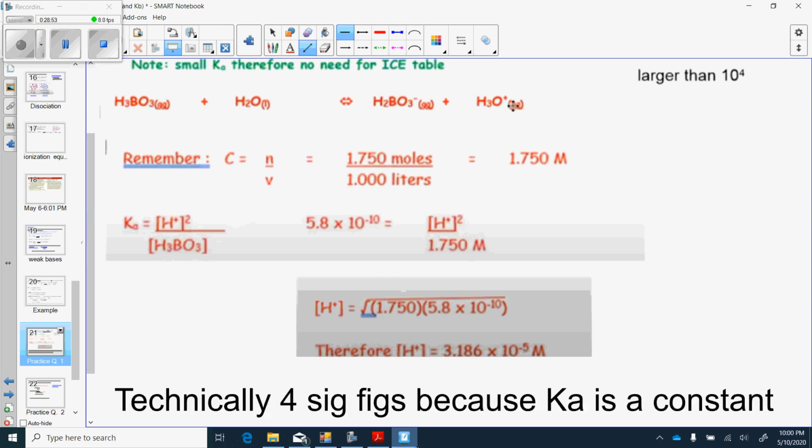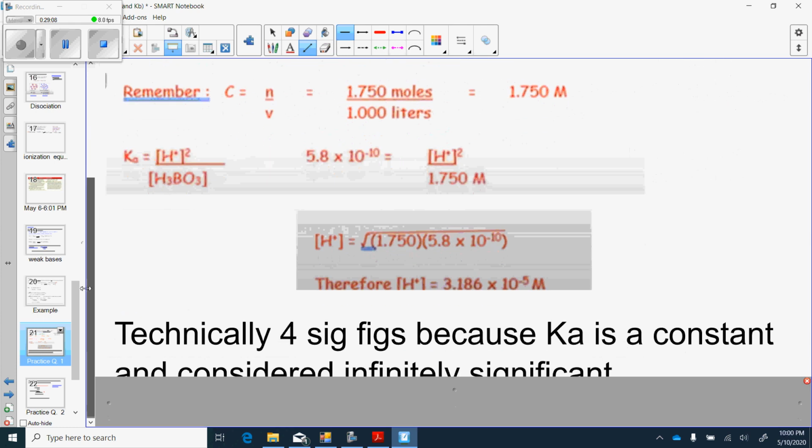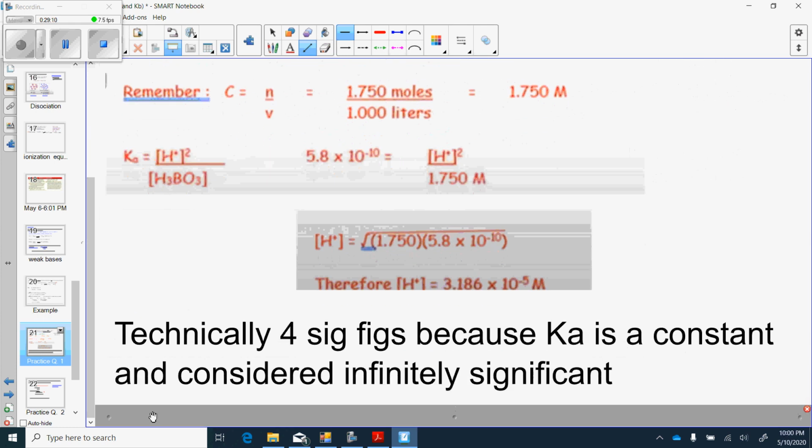Okay, 4 sig figs. And the reason why 4 sig figs here is because I had 4 sig figs here and I had 4 sig figs here. I only have 2 here, but because this is a constant, we don't count our constants for sig figs. All right, so it's 4 sig figs because of the values that we had in the question.